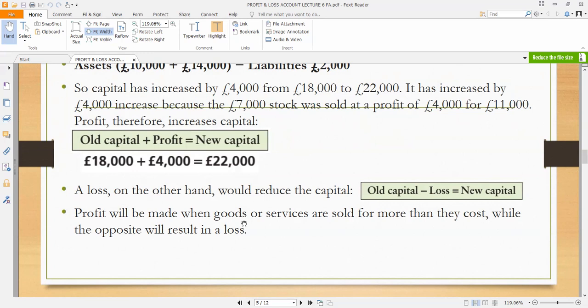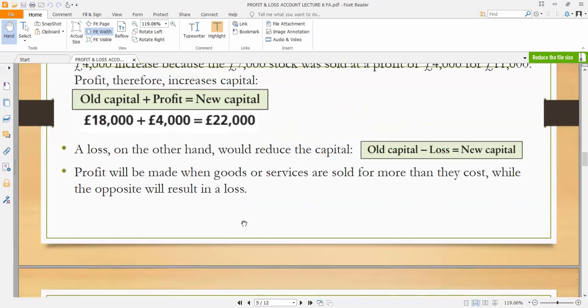Now let's look at the instance. So of course we've got old capital, loss, new capital. Meaning that it reduces the capital. Okay, it reduces the capital because profit is added to the capital, and the loss is going to reduce the capital. Now, profit will be made when goods or services are sold for more than they cost, while the opposite will result in a loss.